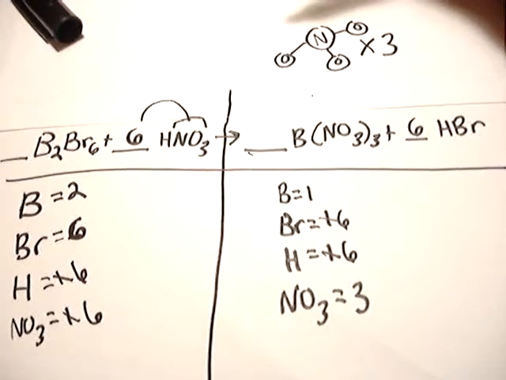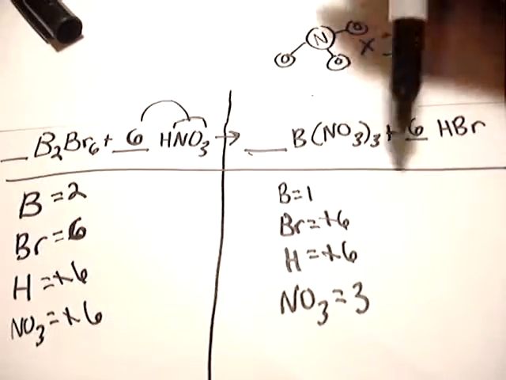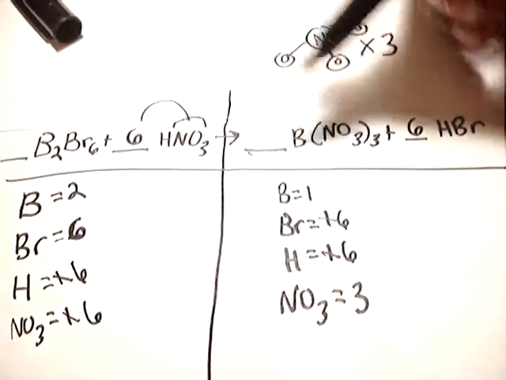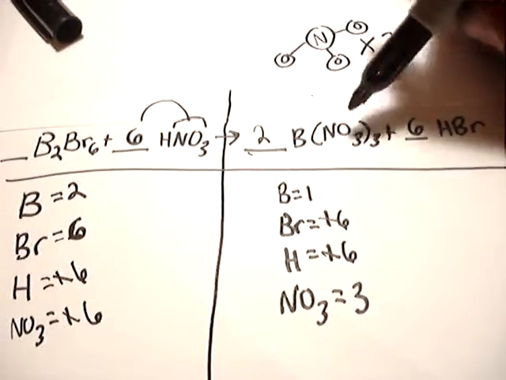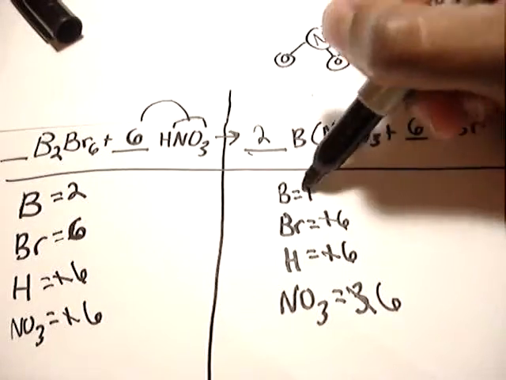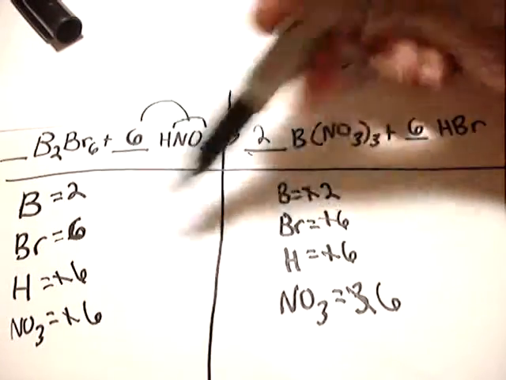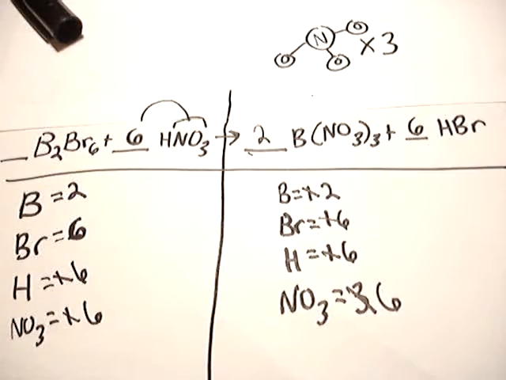Okay, now next, what do we have to match up? Let's look at the NO3 on this side. So to make this NO3 match up with this NO3, we have 3 NO3s. We put a 2 here. 2 times 3 gives you 6 NO3s, but it also gives you 2 B's. And now you take a look, you got 2, 2, 6, 6, 6, 6, 6, and 6, and now you have a balanced equation.